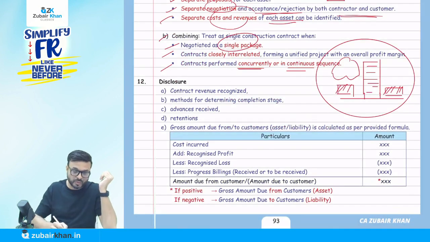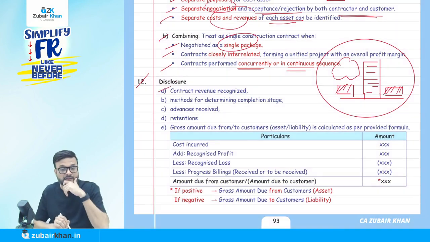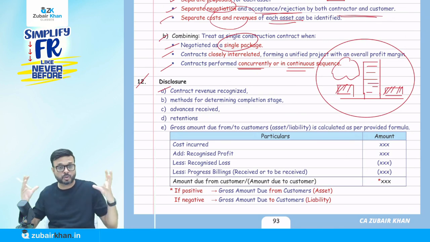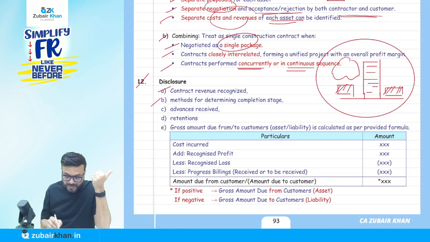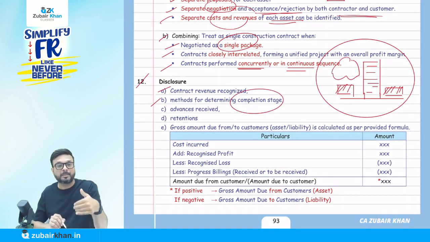Generally disclosure is not so important, but in AS7 it is important because ICAI asks that. Understand one by one. We have to disclose the total contract revenue that should be recognized in the P&L account, that is, how much revenue you recognize. Then the method to determine the completion. Generally I ask you one method only, the cost incurred method, but there is also the survey method, that is, how much work has been performed.